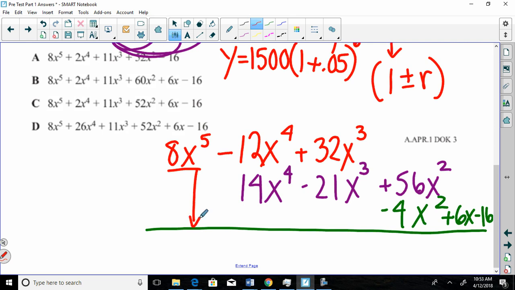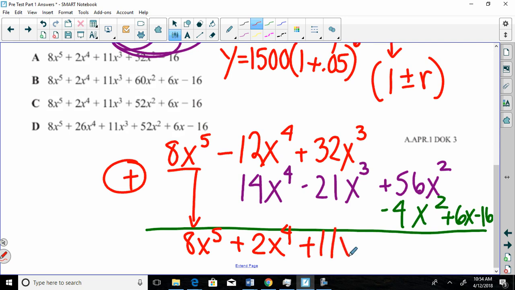So this one we can bring down to get 8x to the fifth. What's negative 12 plus 14? 2x to the fourth. 32 minus 21. 56 minus 4, 52x. And then plus 6x minus 16.